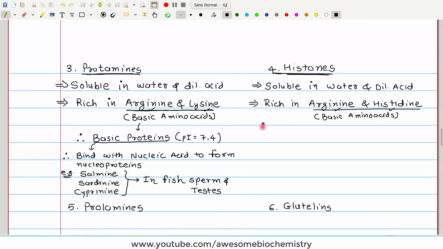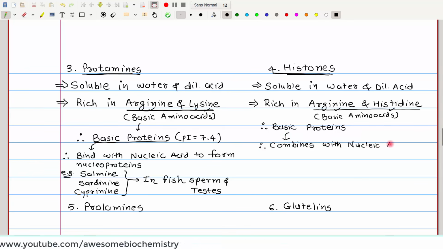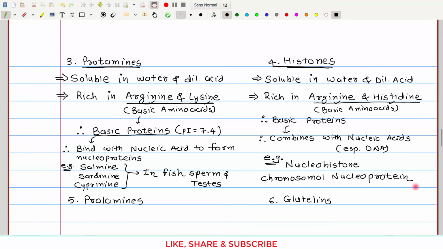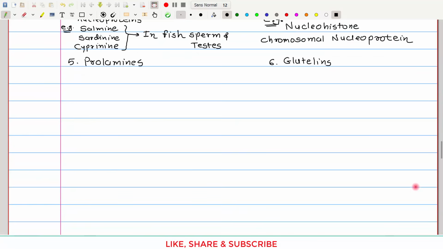So ultimately, this protein is a basic protein, and as we had discussed earlier, basic proteins have a tendency to bind with the acidic group. So these histones can combine with nucleic acid and especially DNA. Now if we look at the examples of histones, we have two examples, the first one is nucleohistone and the second one is the chromosomal nucleoprotein. Now let's discuss prolamines.